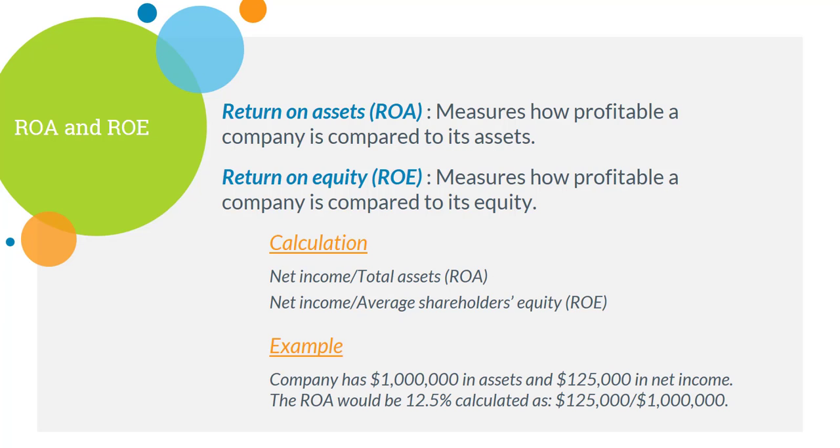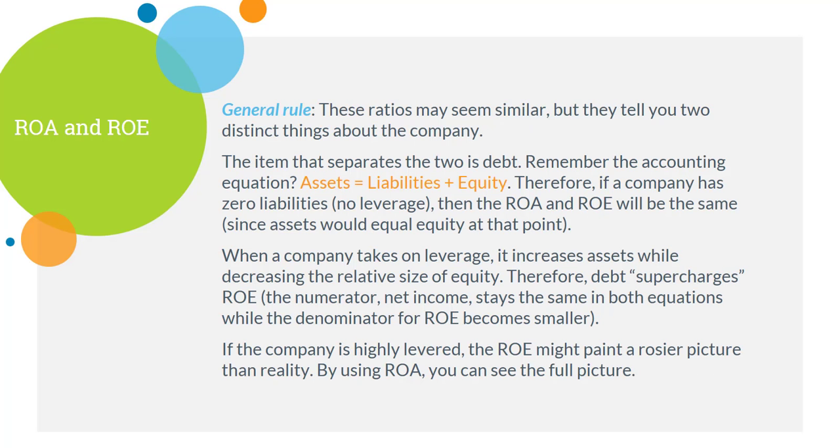So let's go ahead and look at an example. Let's just say a company had $1 million in assets and net income of $125,000. Well, that means the ROA, the return on assets, would be 12.5%. And how we calculated that was we took the $125,000 of net income and we divided it by the $1 million of assets. So, the general rule, and this is going to help explain the difference between ROA and ROE.